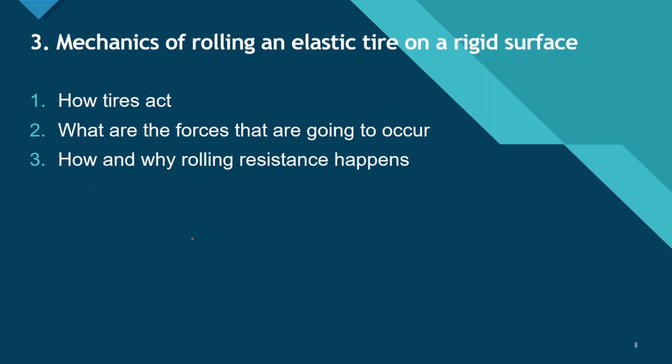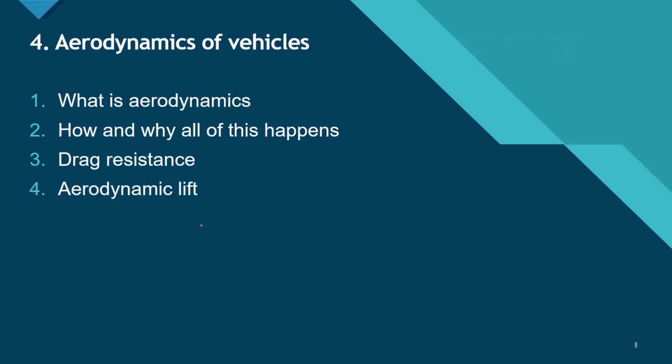After this, we will talk about mechanics of rolling an elastic tire on a rigid surface. You will learn how tires act, what are the forces that are going to occur on wheels, and we will talk about how rolling resistance happens and generates. Of course, we have to touch upon aerodynamics a little bit as well, as we will be talking about drag resistance later, and it's basically how and why all of this happens will be explained in this section.